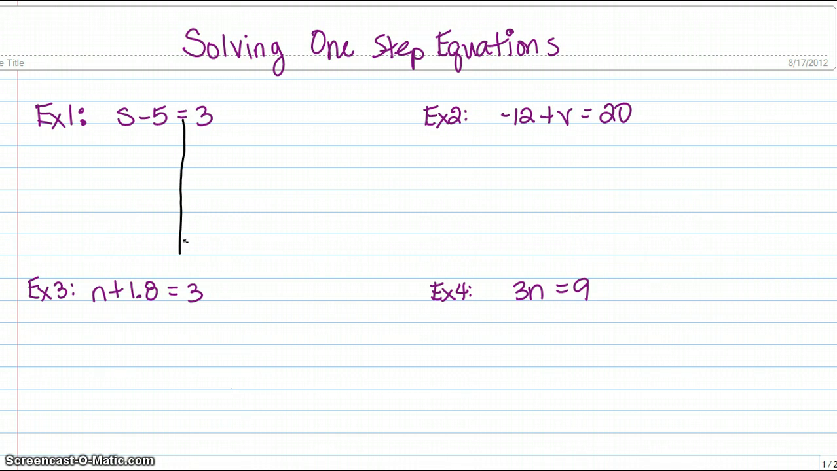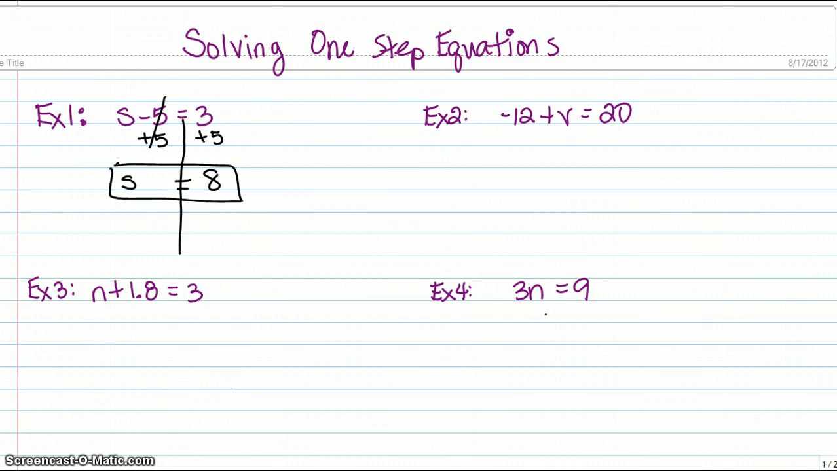So on example 1 here, if you have s minus 5 equals 3, the opposite of subtracting 5 is to add 5. And so what I'm going to do then is on both sides of this line, I'm going to add 5. Then I'm going to proceed to add the two sides. So s, of course, is s. Negative 5 plus 5 cancels. So that side just has s. Carry down your equal sign, and then 3 plus 5 is 8. Well, guess what? s equals 8.